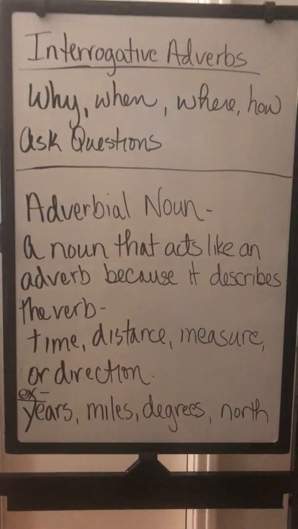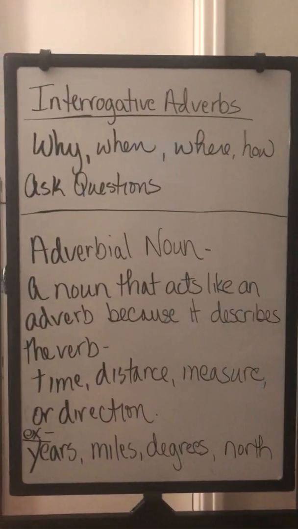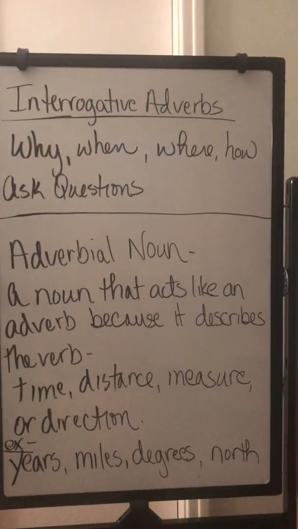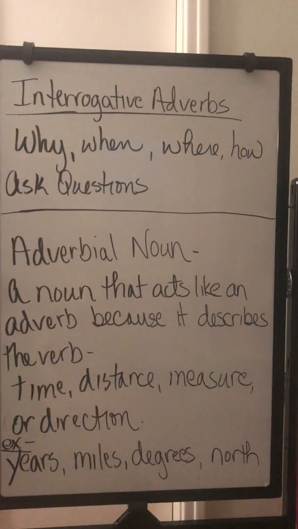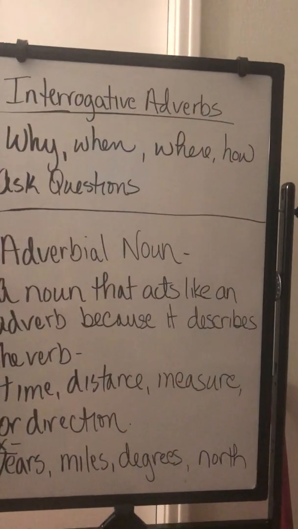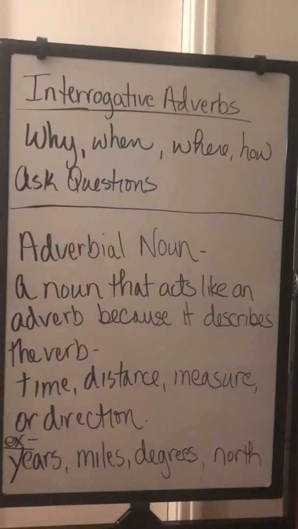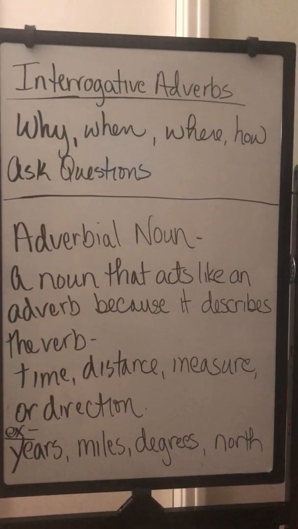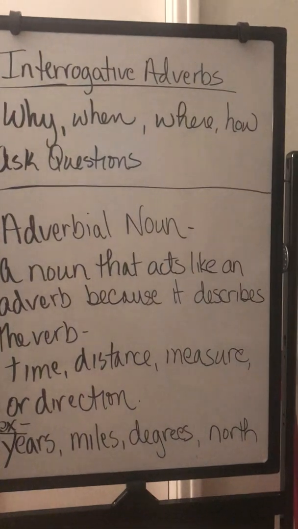So if you can remember the why, when, where, and how, those are interrogative adverbs. We use them all the time. We do associate them with questions. We know interrogative comes from the word interrogate, which means to ask questions. So you might just have to memorize those four adverbs.